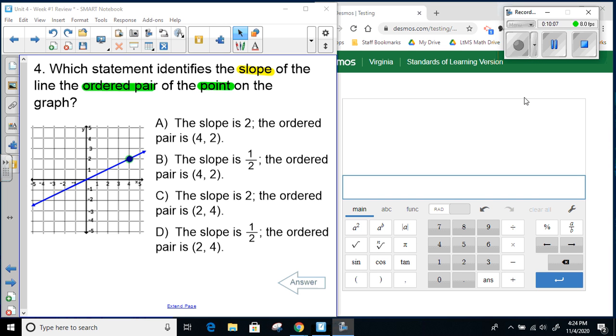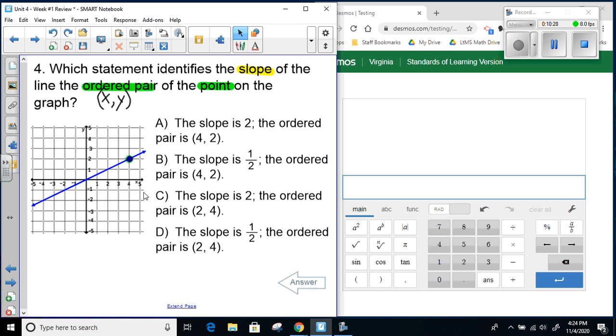So let's start with the ordered pair, and we can use that to help us eliminate some choices. Remember, when you're plotting a point in the coordinate plane, you always start at your origin, and your x value comes first, followed by your y value. Ordered pairs are always written in this order, x comma y. A quick way to remember that is that x comes before y in the alphabet.